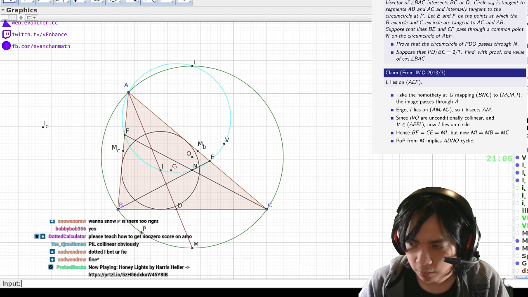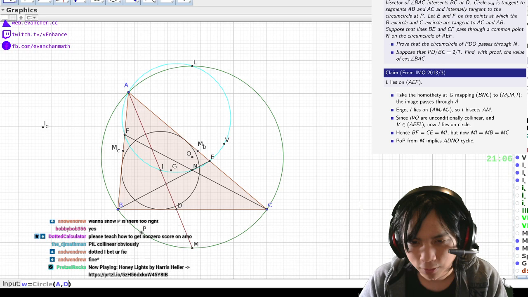Please teach how to get non-zero score on AMO. Usually you get a non-zero score by solving at least one of the problems and just turning it in.